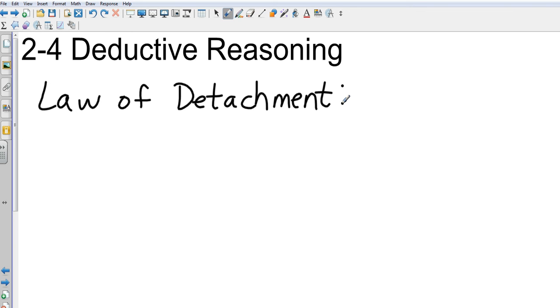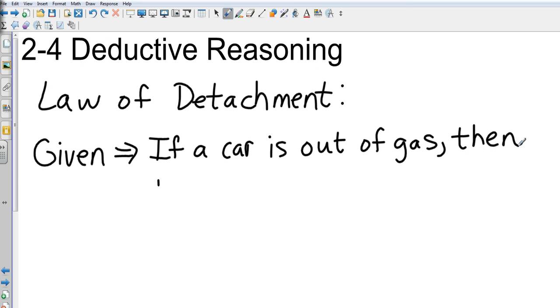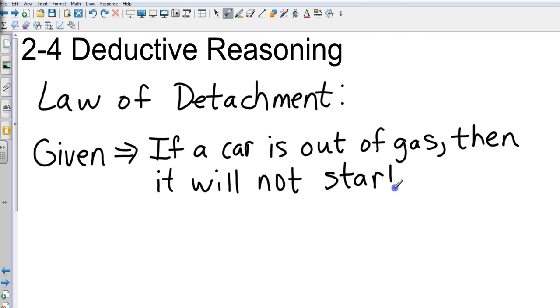The law of detachment can be best described with an example. So let's say you were given the statement, given. We're going to start seeing given and prove. Let's say you were given the statement that if a car is out of gas, then it will not start. Pretty basic. That makes sense. If a car is out of gas, then it will not start.